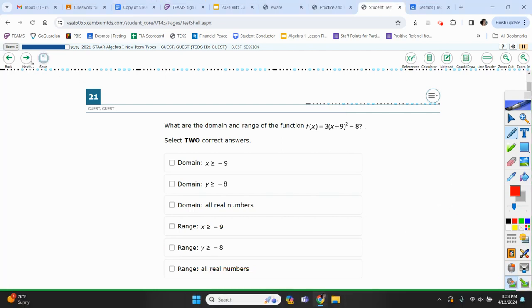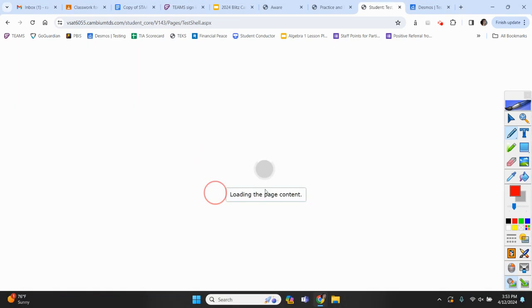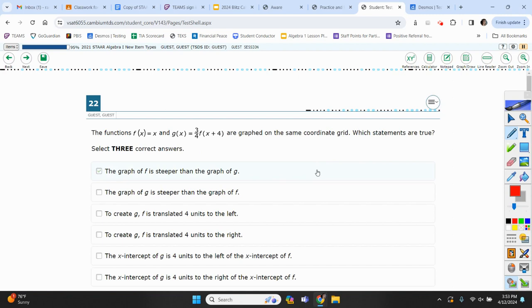There we go. And last question. Again, it's a multiple mark. On your paper, it says, how many correct answers are there? There are 3 correct answers. This one is giving us another function in function notation, f of x equals and g of x equals. What I want you to do for this one is graph them both on the same grid, the same Desmos screen, and then see which 3 it is.